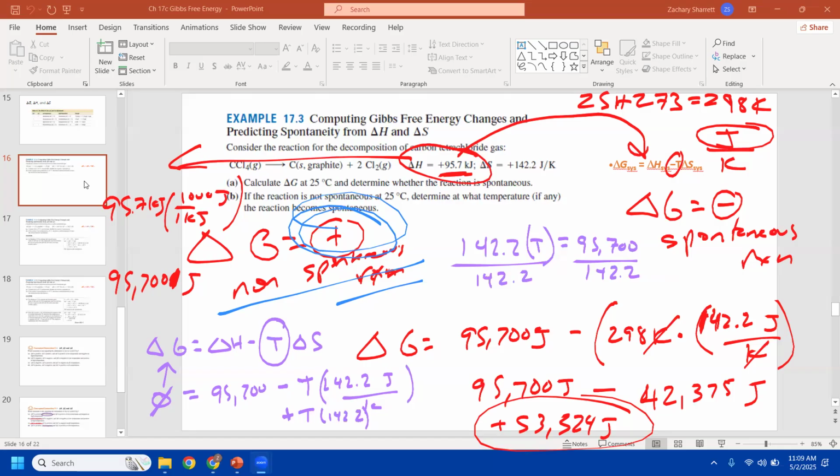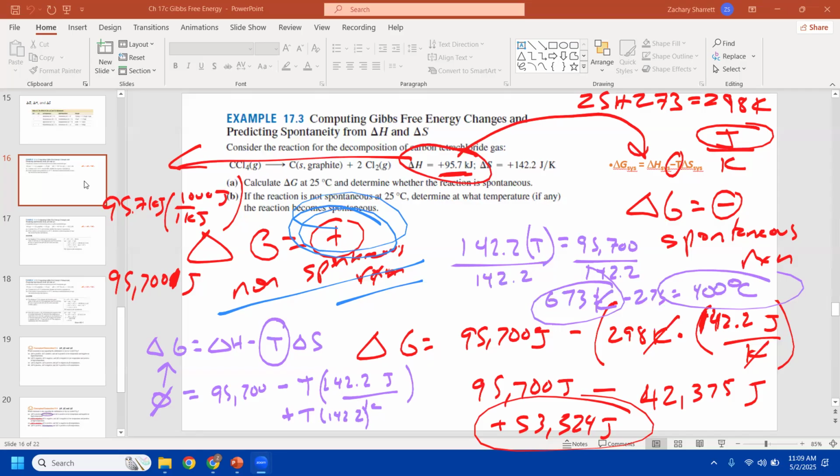Is it 673? 673 units, in this case, are Kelvin. 673 Kelvin. So we subtract 273. That tells us 400 degrees Celsius, or 673 Kelvin, will be the temperature we have to raise this to get it to go from non-spontaneous to spontaneous. And let's verify that.